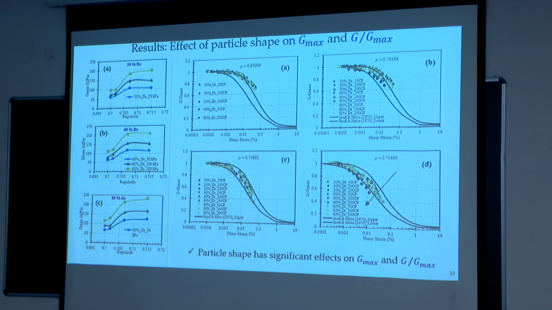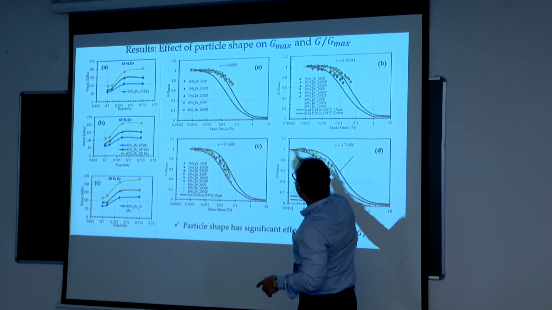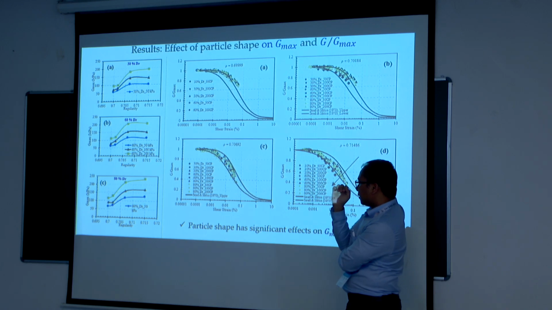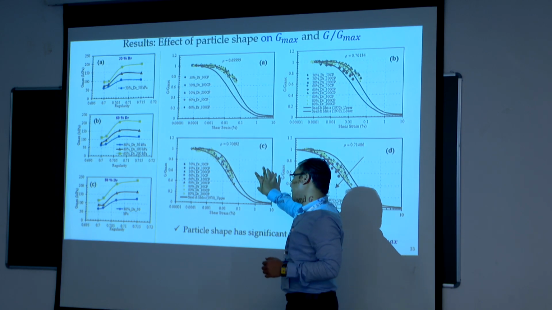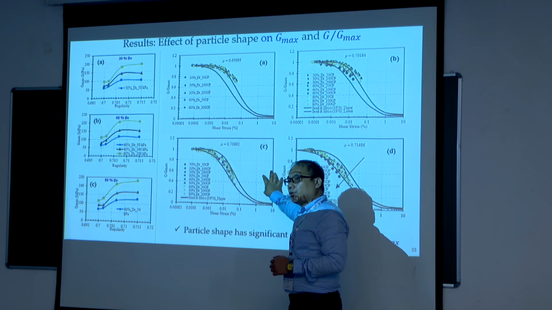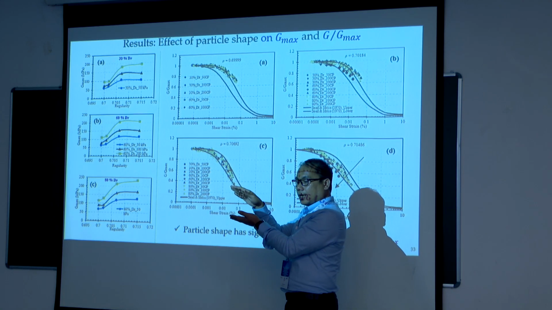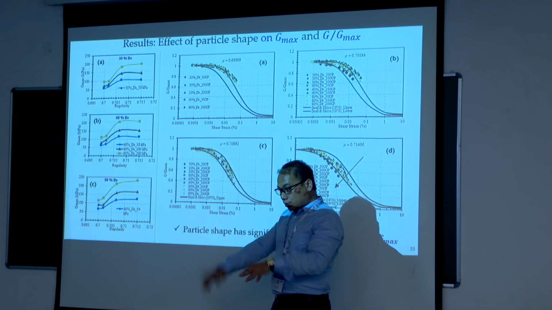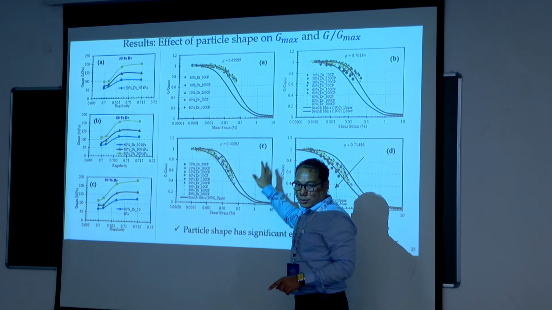Figures A to C, on the leftmost part, are shown for the shear modulus. Then figures A, B, C, D are shown for the G by Gmax, or normalized modulus reduction part. Why is this? Because this is the main curve which is used for design analysis. If you have a structure and you want to see the response to vibrations, or dynamic analysis, or site response analysis, then this is the curve you have to use, G by Gmax.